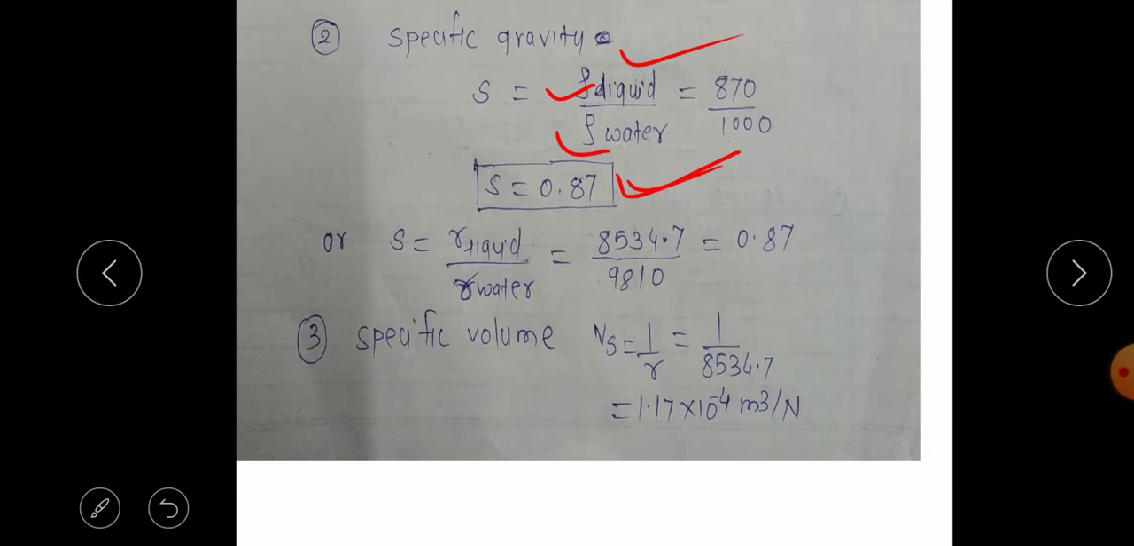Or also we can find the specific gravity from the specific weight, gamma, specific weight of the liquid over specific weight of the water, with the same answer 0.87. Specific volume is the inverse, 1 upon specific weight. So we get 1.17 × 10^-4 meter cube per Newton.